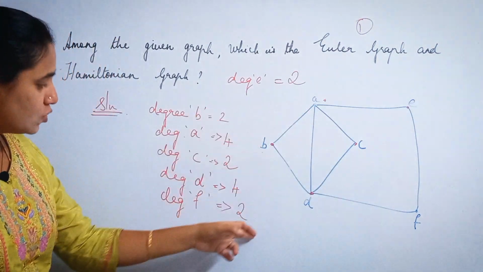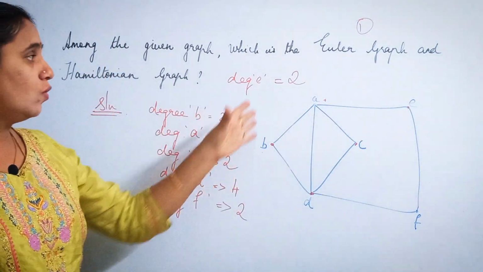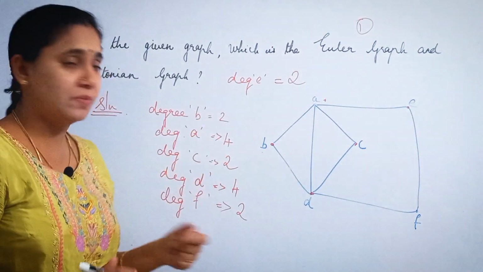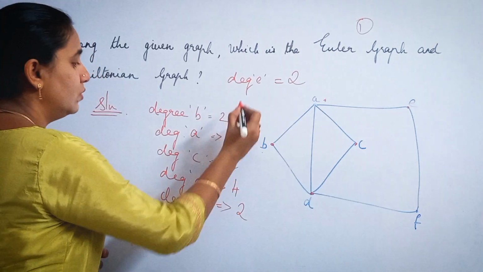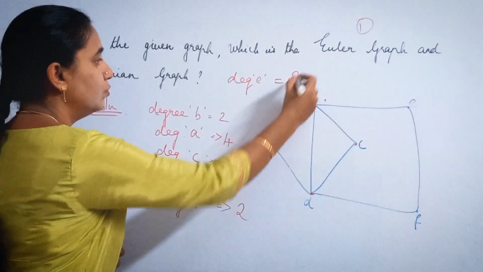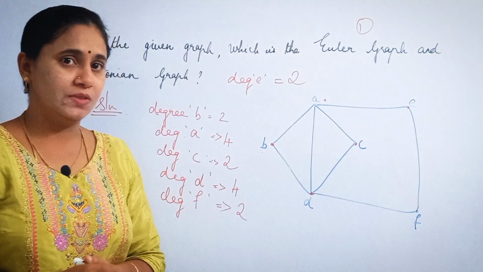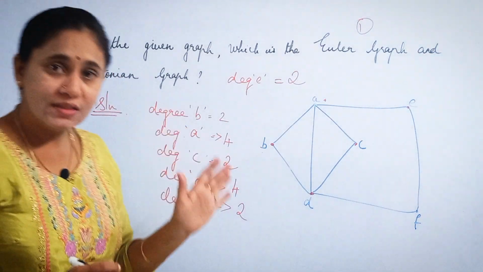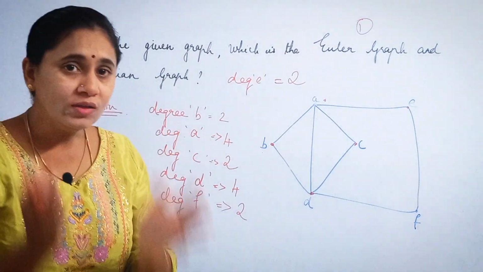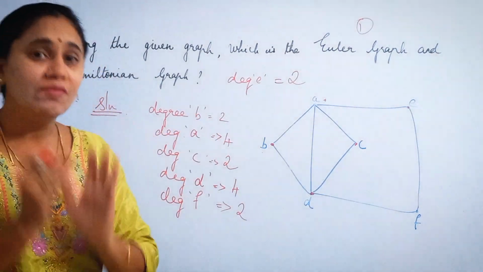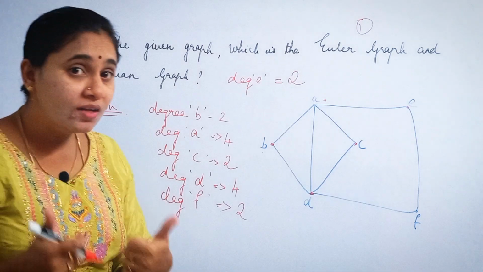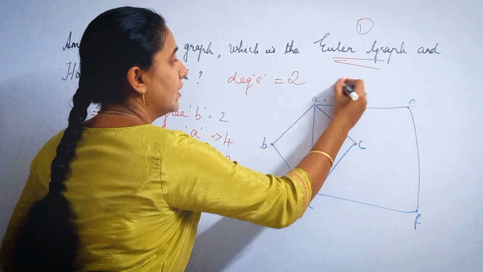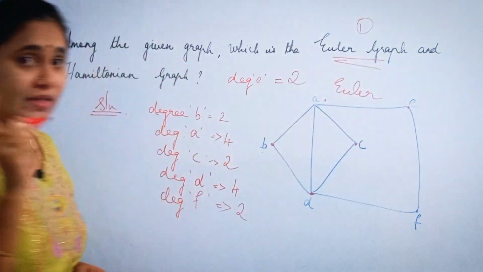Now if you watch the values of the degree of all the vertices, they are all even numbers, isn't it? See, 2, 4, 2, 4, 2, 2. So all these are even numbers, isn't it? Can you follow? Right. Since the degree of all the vertices is even, we can surely tell that this is a Euler graph. So this graph is your Euler graph, right?